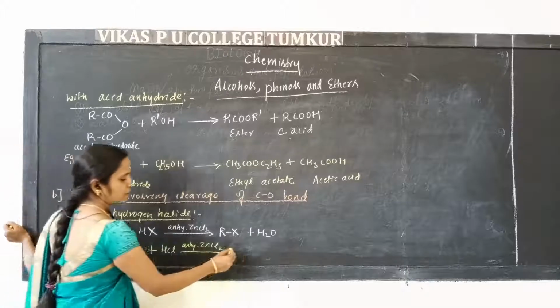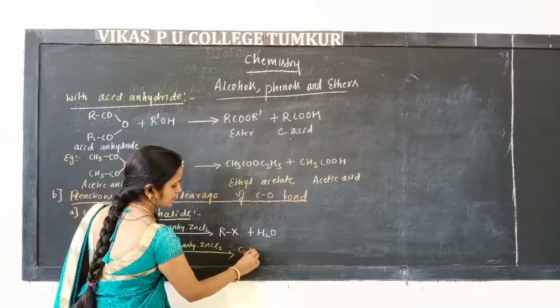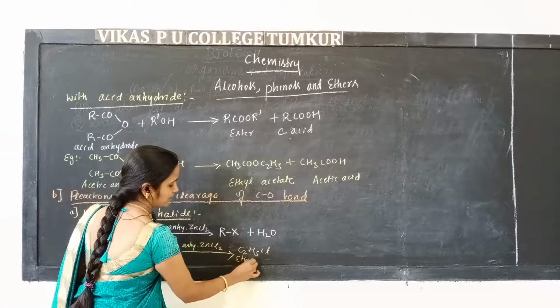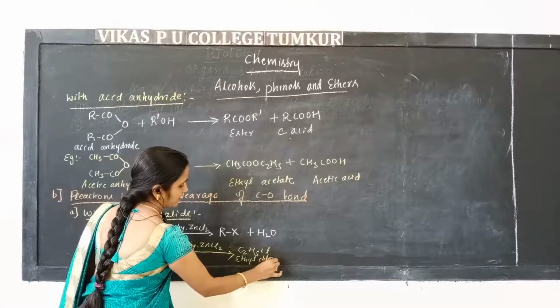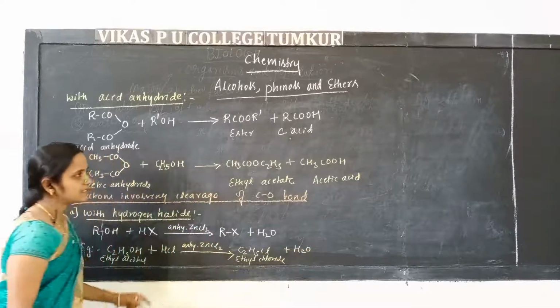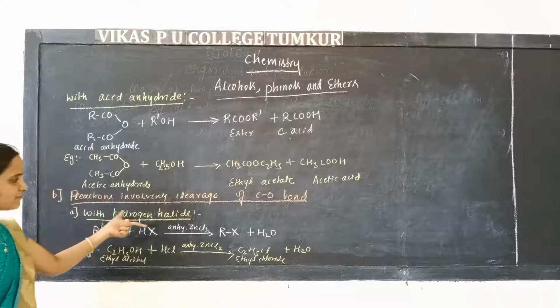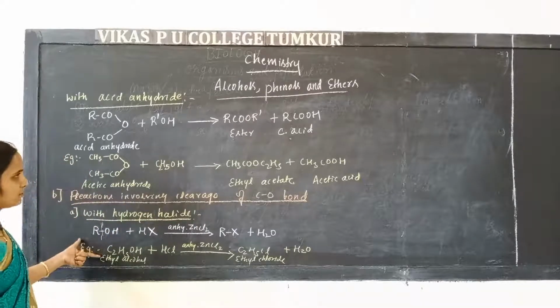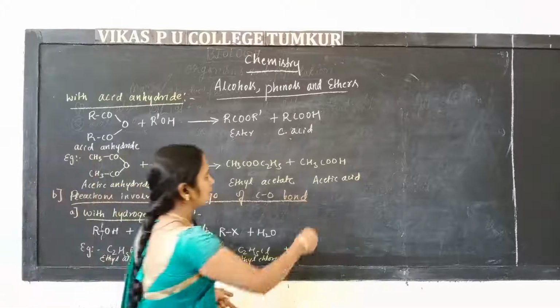In the presence of anhydrous zinc chloride, the product obtained is C2H5Cl, that is ethyl chloride, plus water, H2O. This is about the reaction with the halides. Like that, we will discuss some other reactions.